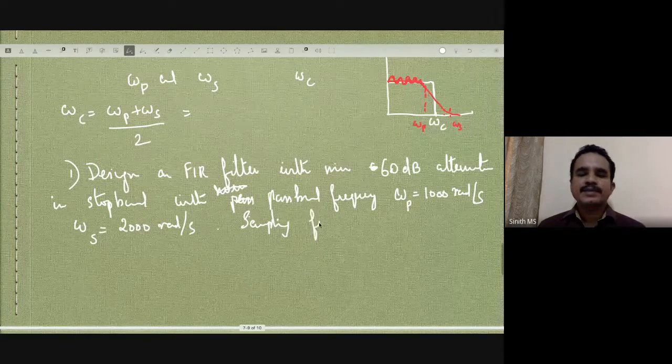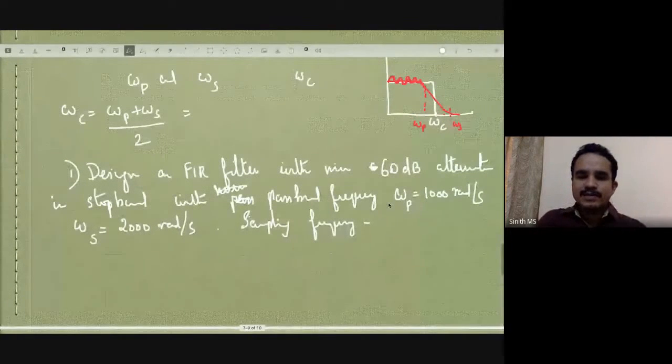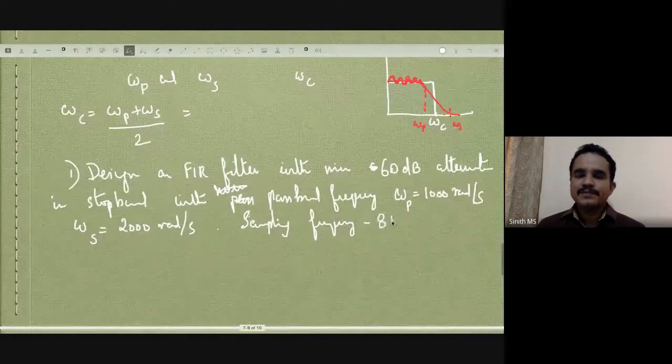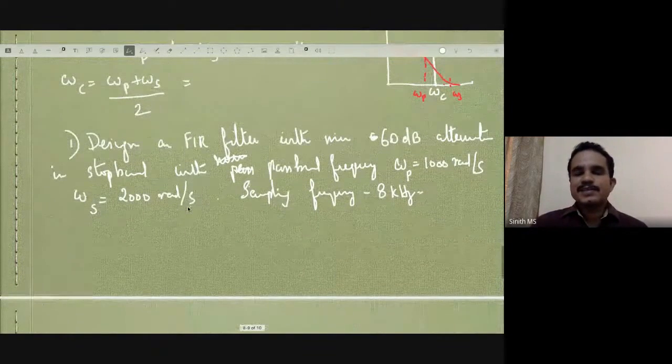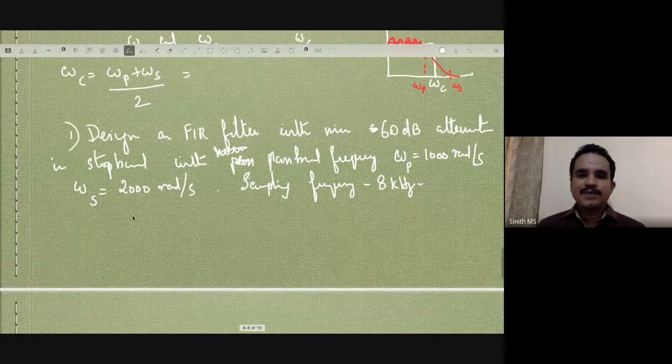Sampling frequency is given to be, say, angular. You can find angular sampling frequency. So let it be, say, 8 kilohertz. Sampling frequency is 8 kilohertz. So given these specifications, how will you start designing a FIR filter? So it is given that your sampling frequency is 8 kilohertz.